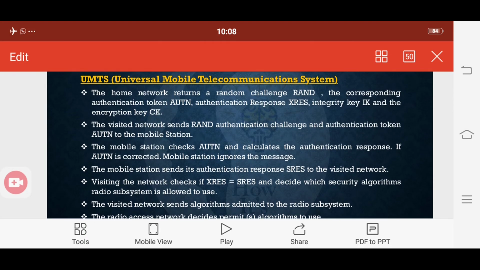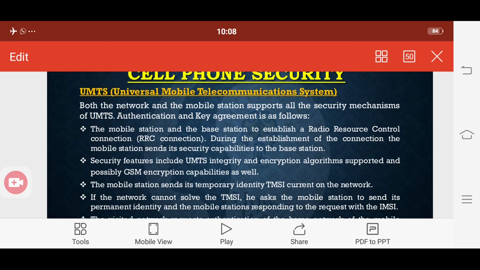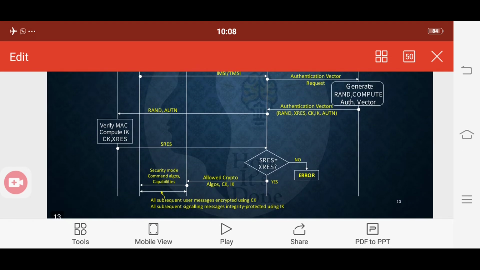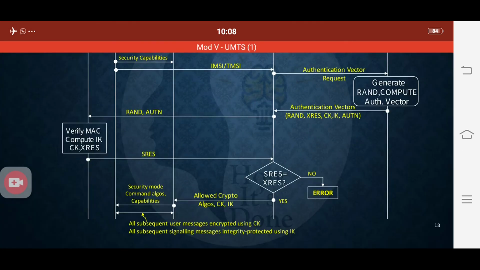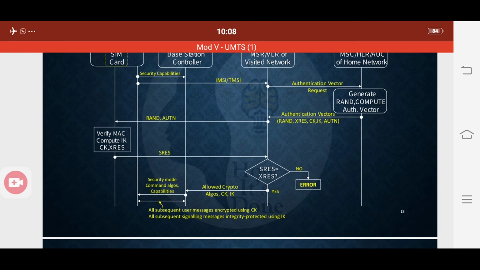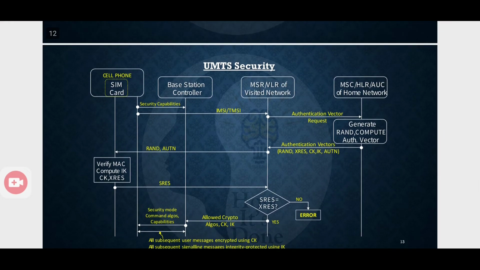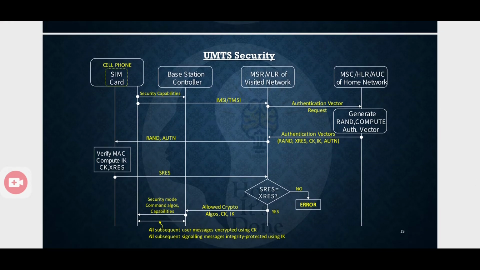You can see once more this figure. This is the security architecture of UMTS. You can see there is a cell phone, that is the mobile station. There is a base station controller. What is the base station controller in UMTS? That is the RNS. Then there is a visited network as well as a home network.